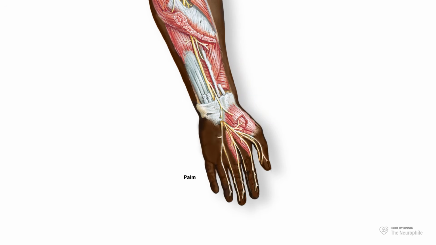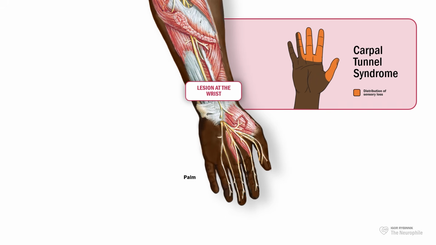Now that we have a better understanding of the functions of the median nerve, let's discuss possible injuries. The most common median nerve injury, and the most common entrapment neuropathy in general, is the carpal tunnel syndrome. The median nerve is compressed between the carpal bones and the transverse carpal ligament.